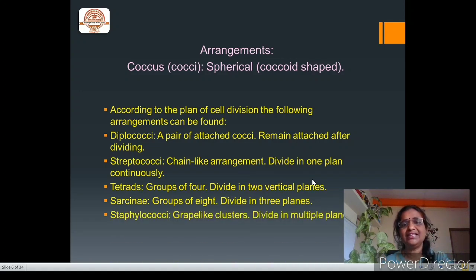And the last one is the Staphylococci. Staphylococci are a bunch of cocci. It looks like a bunch of grapes. So grape-like bunches or grape-like clusters. After a number of divisions, that typical arrangement is called Staphylococci.